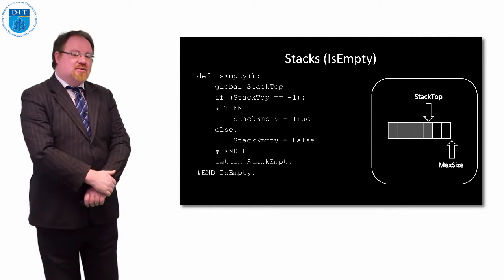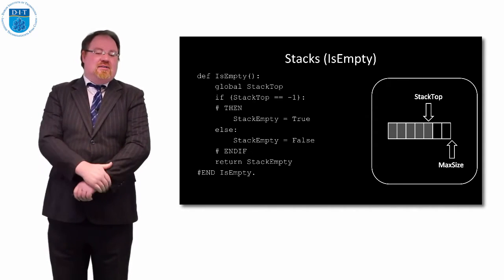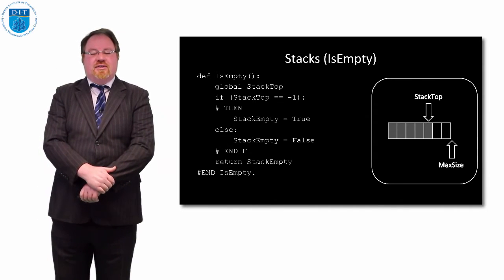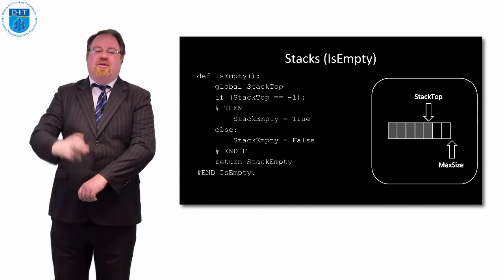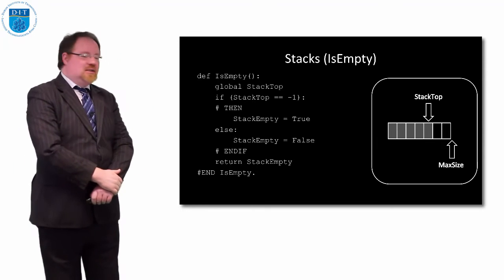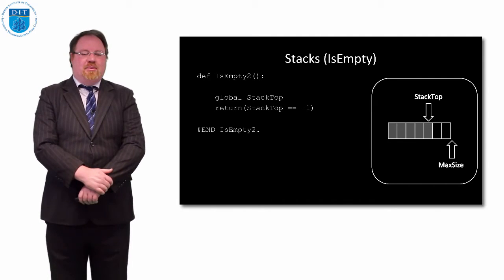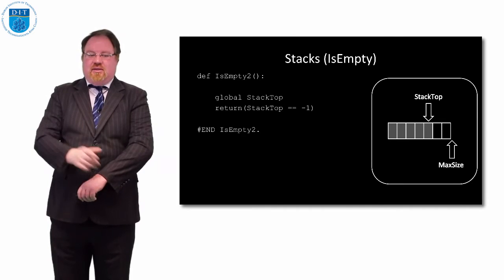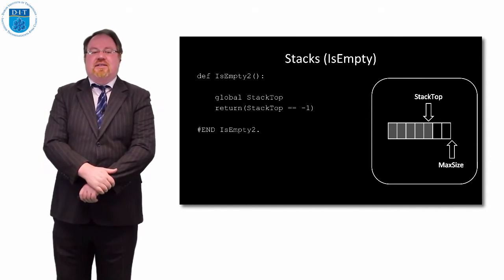And if stackTop is -1, then we can declare a boolean stackEmpty is true, else we can set the boolean stackEmpty to be false, and then we return stackEmpty. And again, we'll remind ourselves that the variable stackTop must be declared as global within this method. And the shorter way of doing it is just by simply saying global stackTop, return stackTop. If it's equal to -1, the stack is empty. If it's not equal to -1, then the stack has values in it.